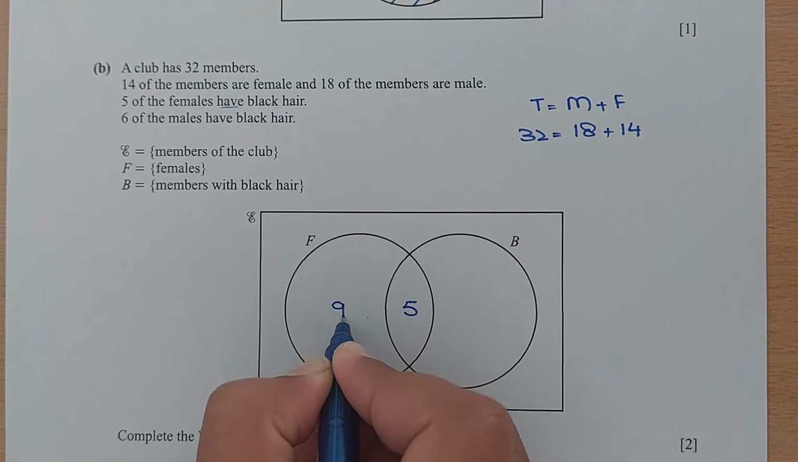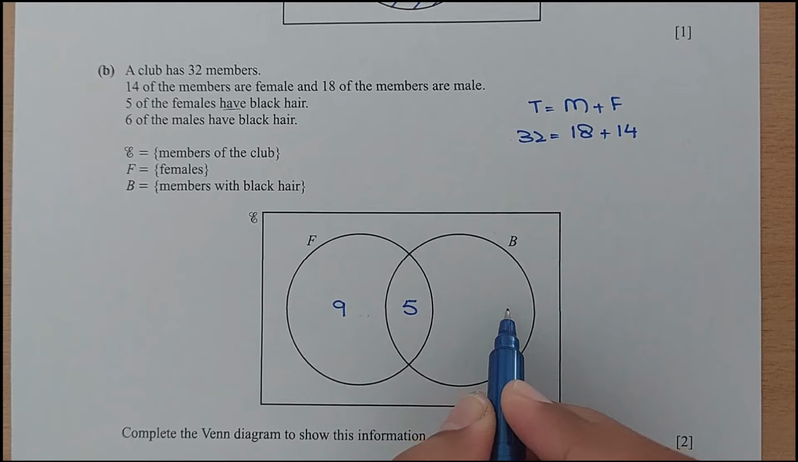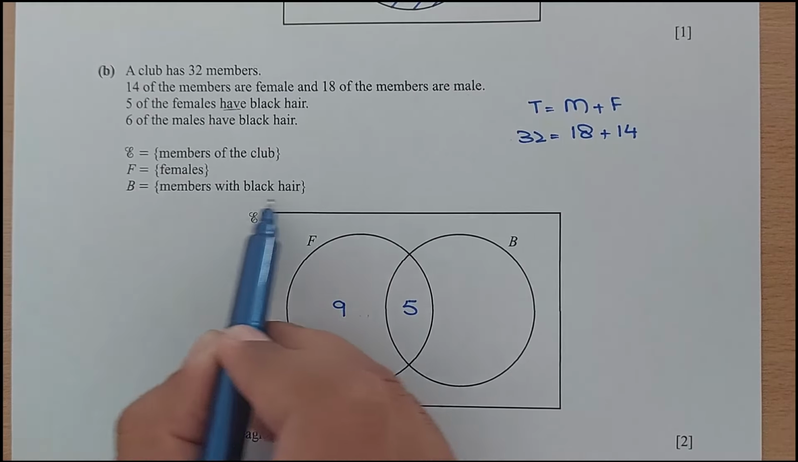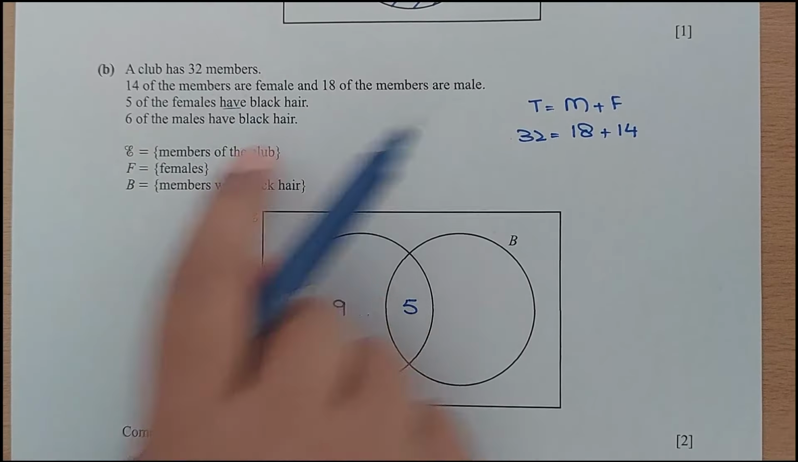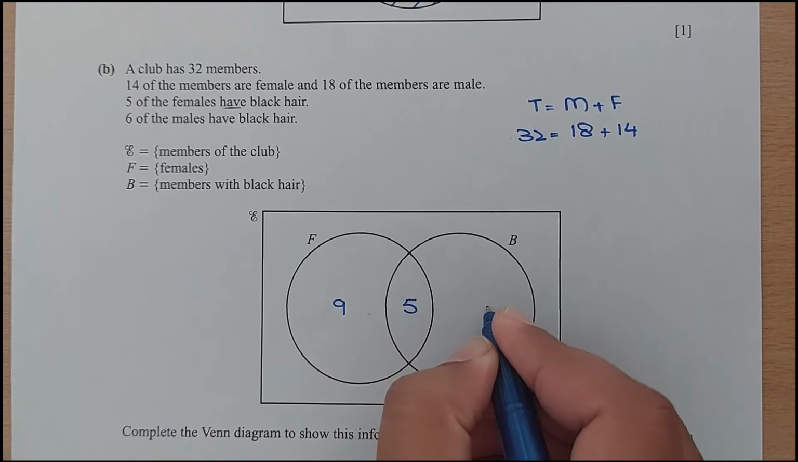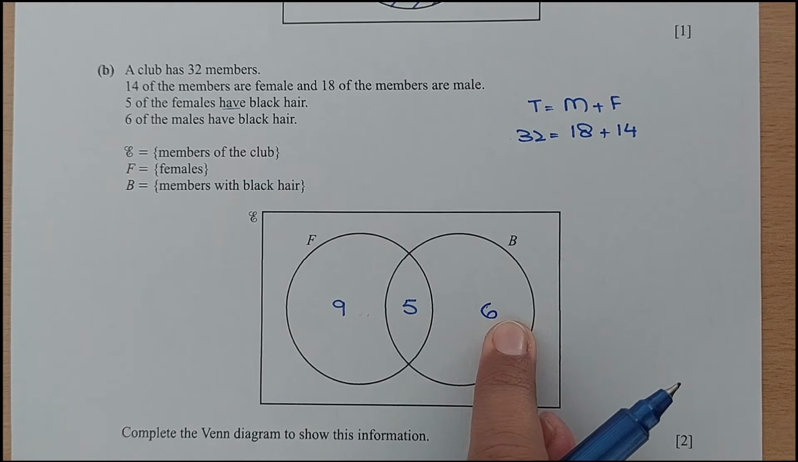So 9 plus 5 is equal to 14. So this is completed. Now for the black, they said members with the black hair. So we used 5 for females and 6 of the males have black hair. So the black is also completed with the female black hair and the male black hair, right?